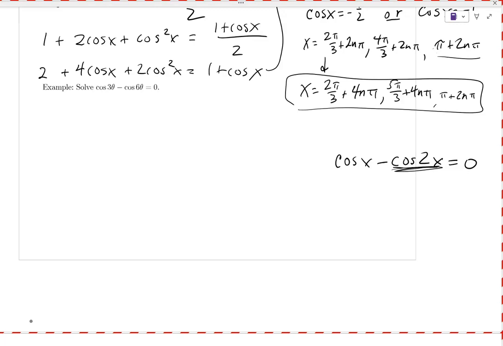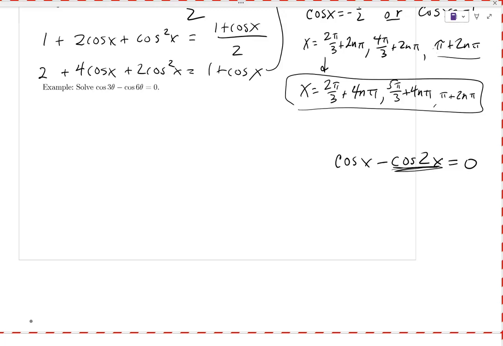Say it again. Not quite the even-odd, but we do want to use an identity. Even-odd has to do with having a negative on the inside and what we can do with the negative on the inside.